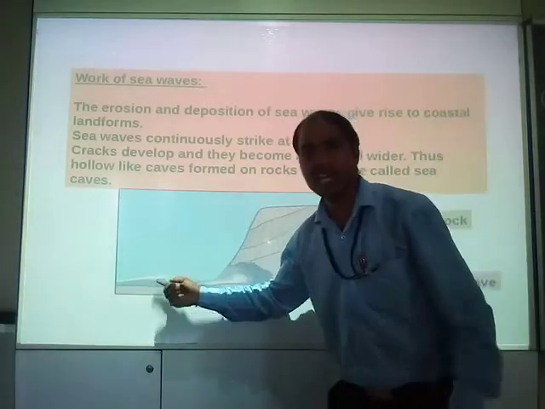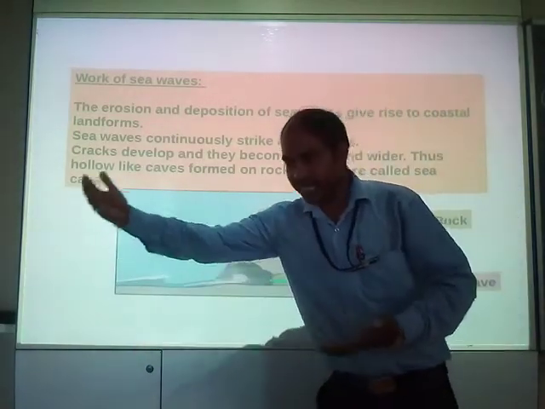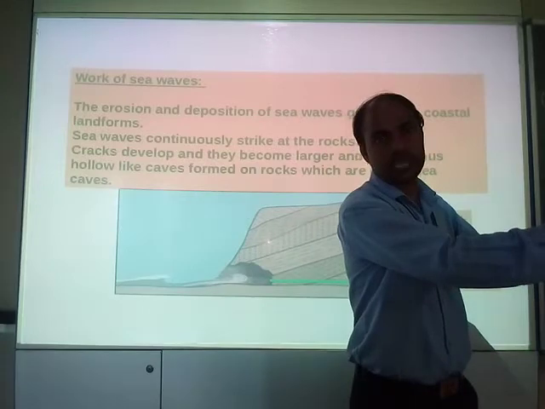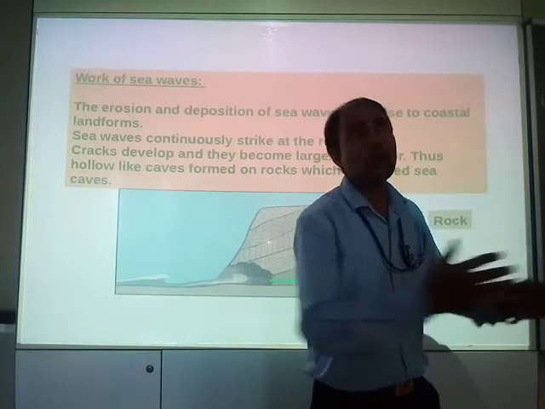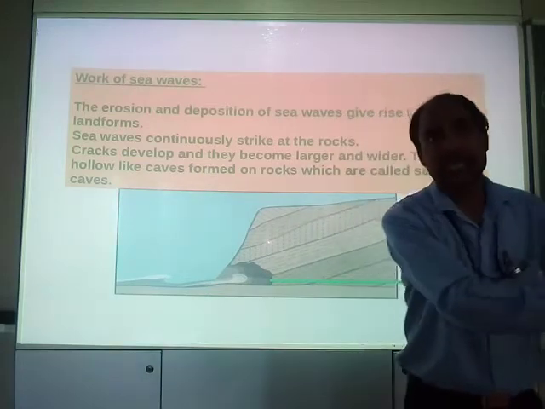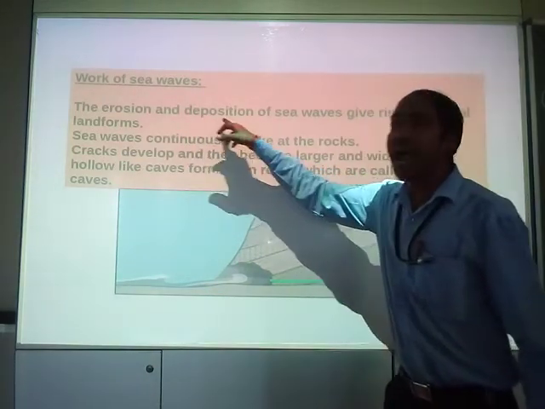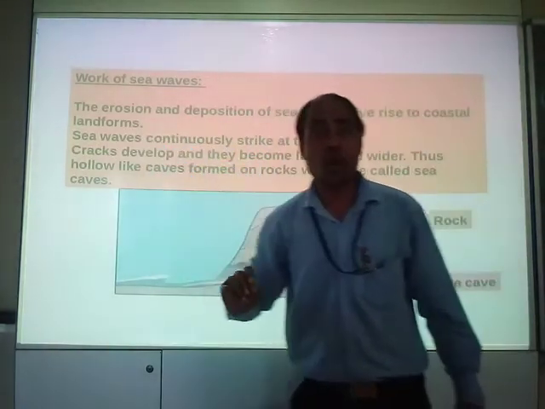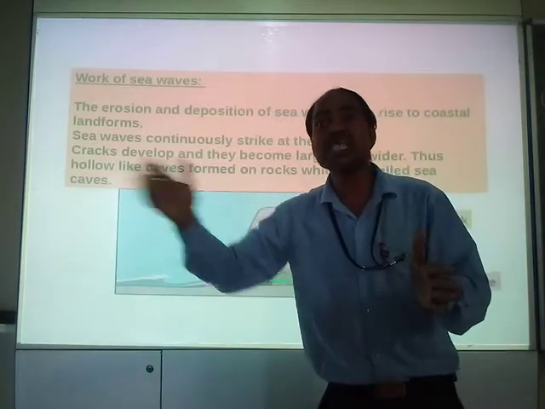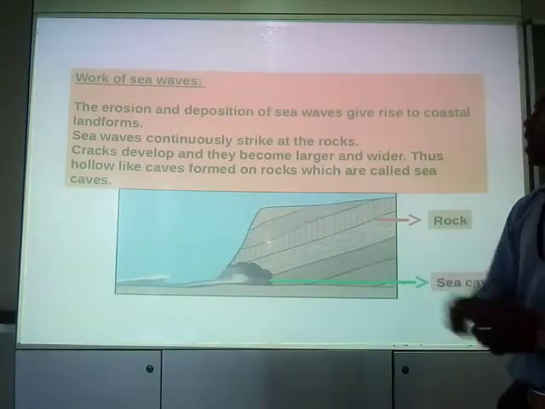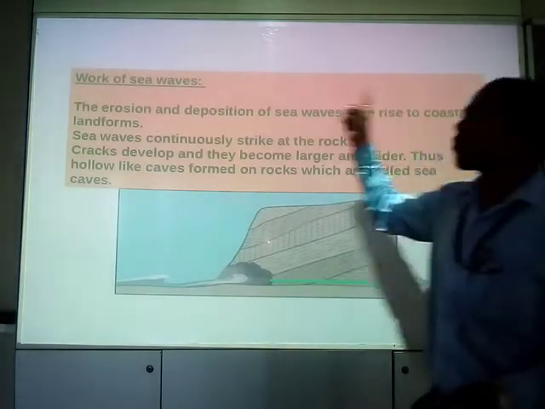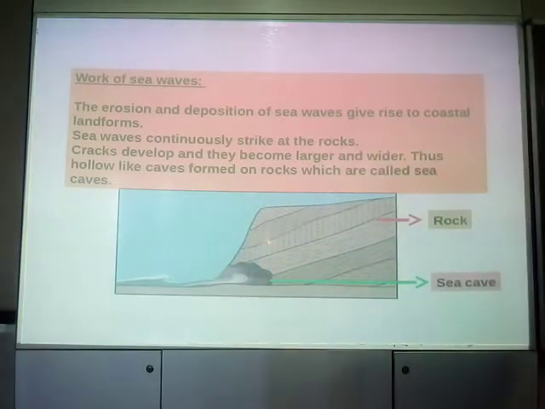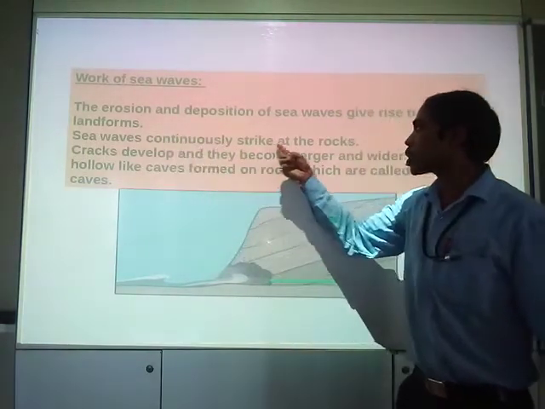That means when sea waves come and go, they erode the land, taking it away, and they also deposit some sediments, some sand, or part of the land elsewhere. So the erosion and deposition of sea waves give rise to coastal landforms, those lands along the seashores. Clear?